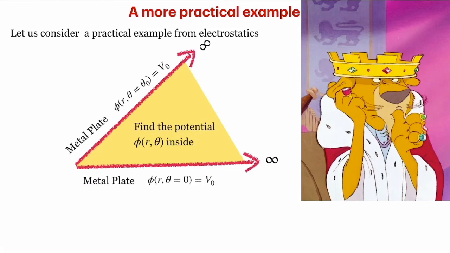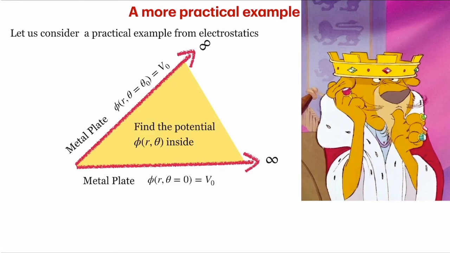The metal plate means that the potential can be kept at a constant value. We can assume V naught to be 0. There is no harm in that, or take any specific potential. Mathematically it does not really make a big difference whether we assume some constant or the constant itself is 0. So we have one metal plate defining a boundary condition: phi of r, theta when theta is equal to 0 is V naught. On the other side we have phi of r, theta equal to theta naught is equal to V naught. So we have to find out the potential inside between these metal plates.